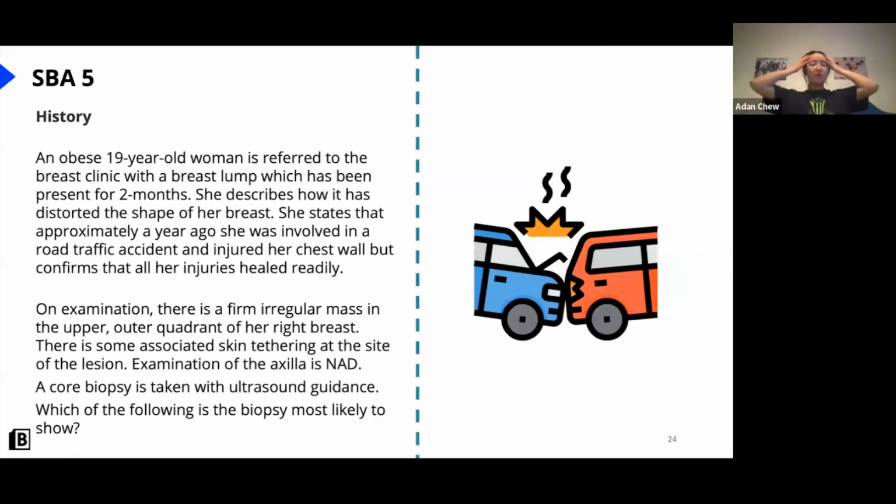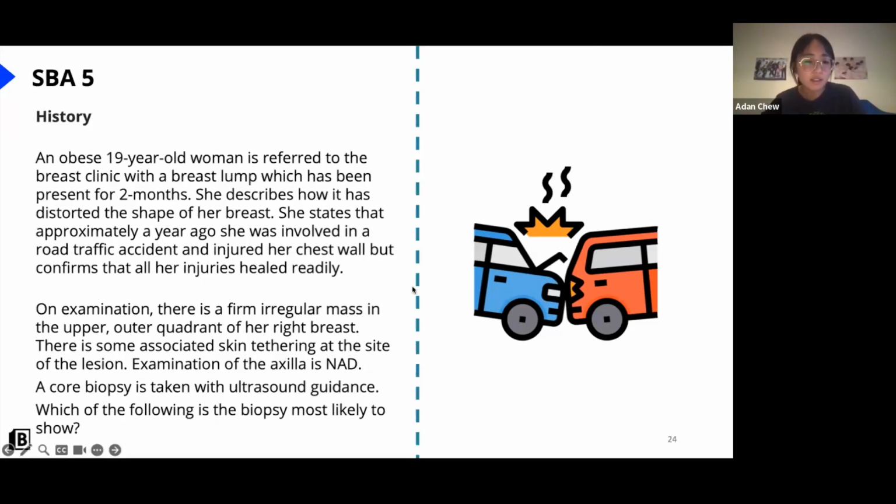So the next question is about an obese 19-year-old woman who was referred to the breast clinic with a breast lump, which has been present for 2 months. She describes how it's distorted the shape of her breast. She also states that, interestingly, approximately a year ago, she was involved in a road traffic accident and had injured her chest wall, but then confirms all her injuries were healed. So when you examine her, there's a firm irregular mass in the upper outer quadrant of her right breast. There's some associated skin tethering at the site of the lesion.